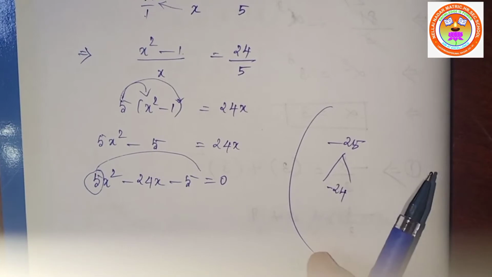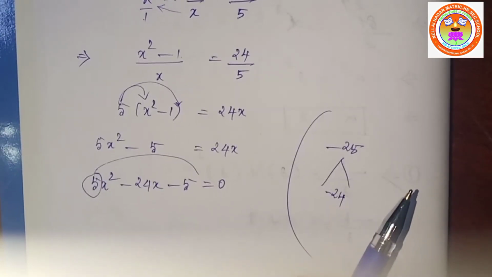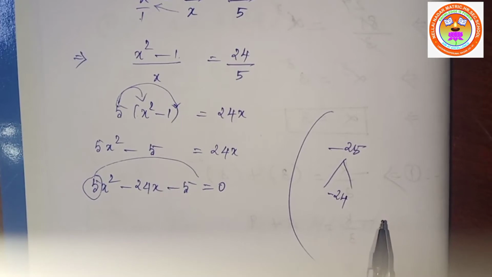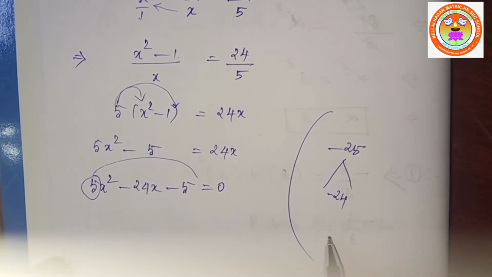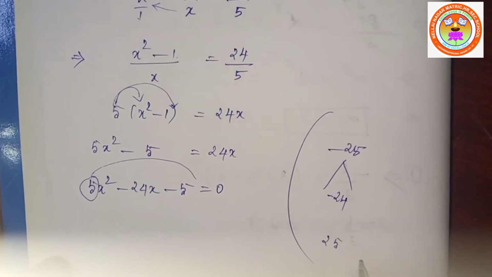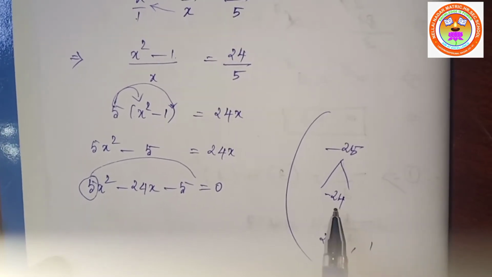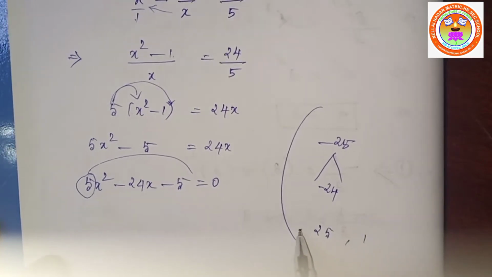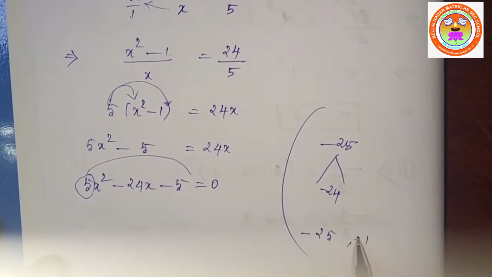For getting 25 in the product, we have two combinations: 25 ones are 25, and 5 5s are 25. Here we have to take 25 and 1 only, then only can we get minus 24. For getting minus 24, I am introducing minus for 25. So minus 25 plus 1.